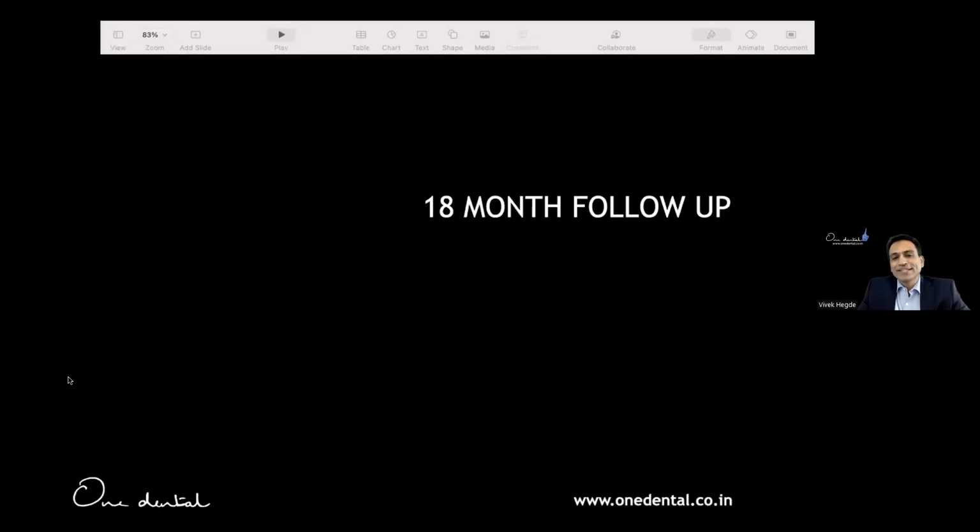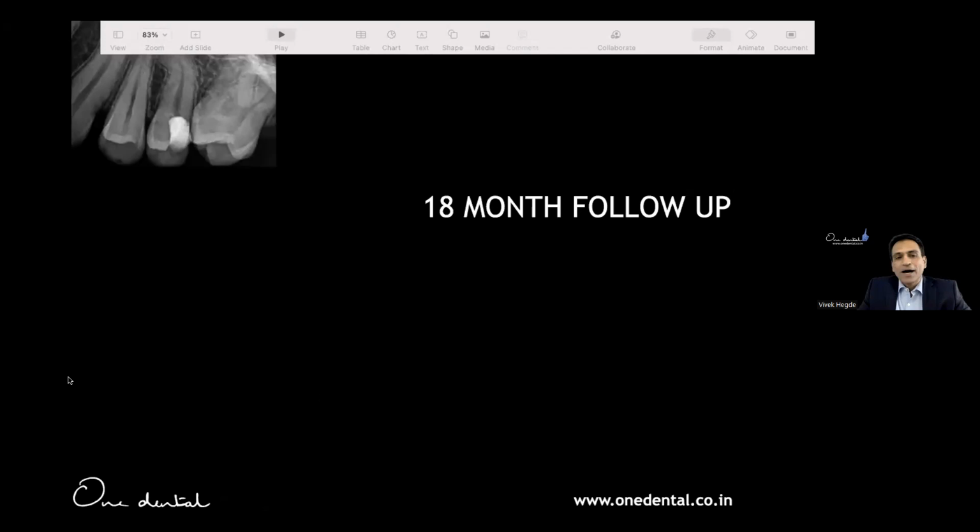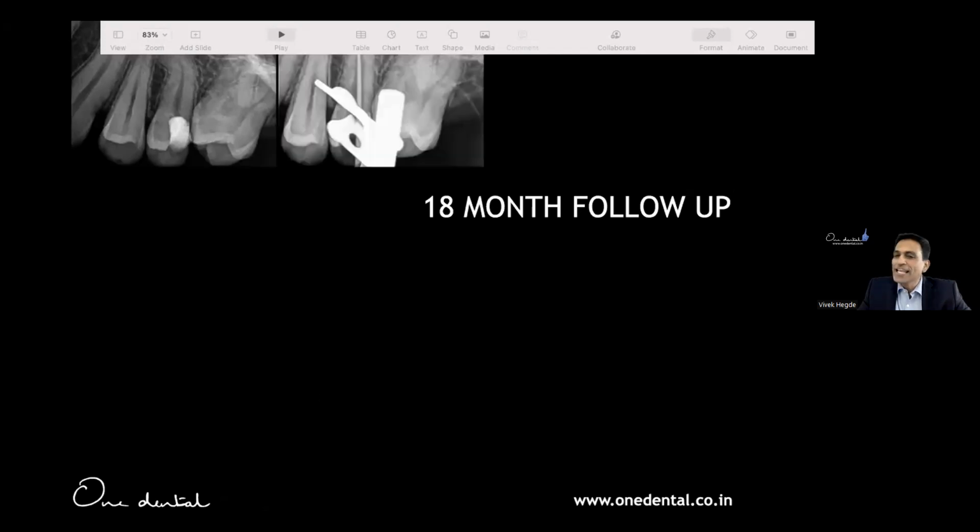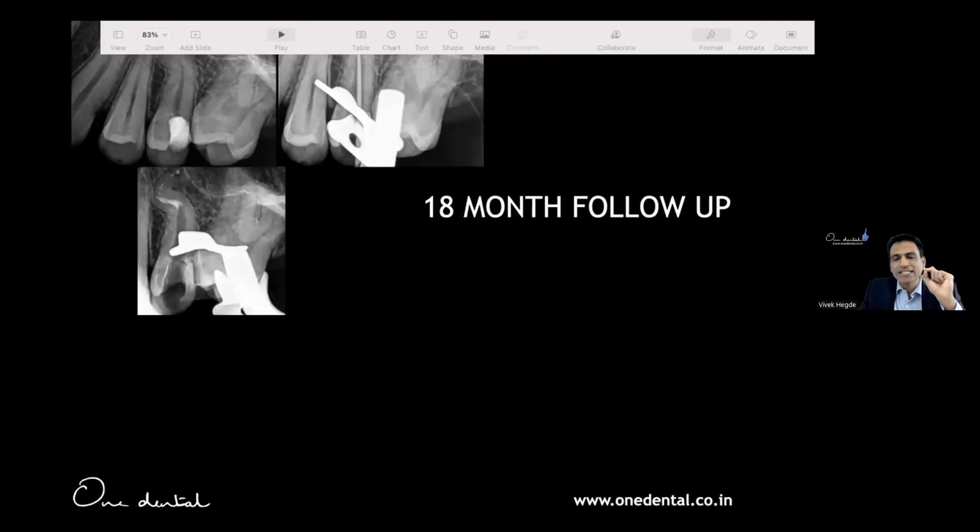I'm going to show you a case here, 18 months follow-up. One of my friends referred this case. He left it because it's a bayonet shape, S-shaped curvature. I tried 2 visits and I could not get there with my mechanics. My files did not reach there. All I did was laser sterilization.